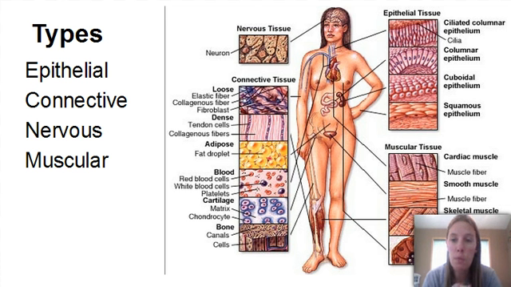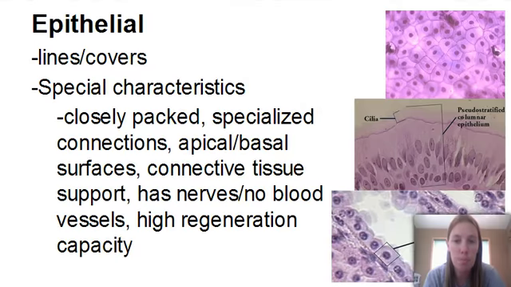Now, when you look at this picture here, there are examples of each type of tissue. There are going to be many more areas where you're going to find these types of tissue, but this is just to give you a general idea of where these tissues can be found. Let's start with epithelial tissue.